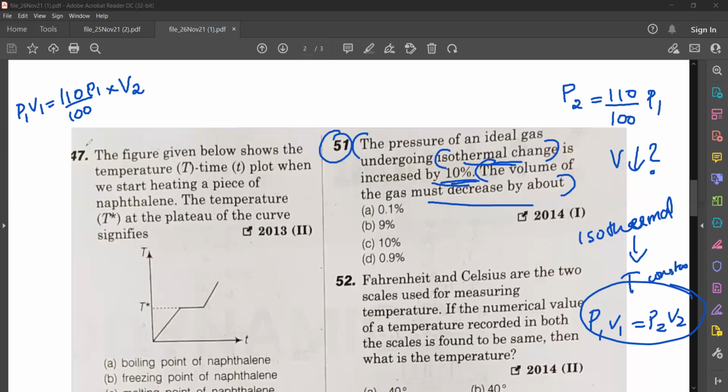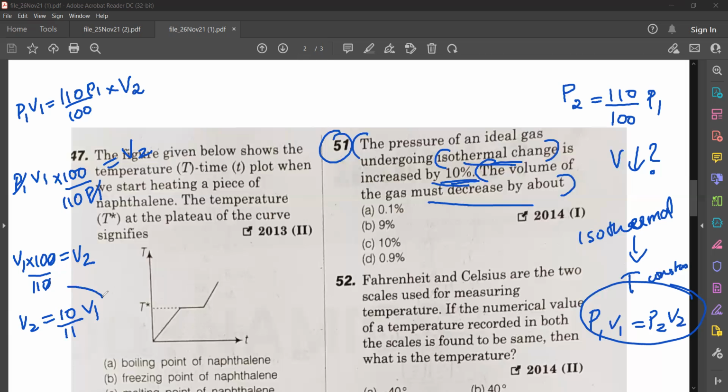So listen, V2, I can write it as P1 V1 into 100 by 110 P1, isn't it? V2 is equal to P1 V1 into 100 by 110 P1. So this P1 and P1 will go. Now what you will get? V1 into 100 by 110. So that is V2 is equal to 10 by 11 V1.